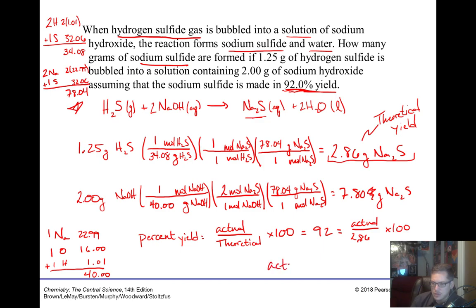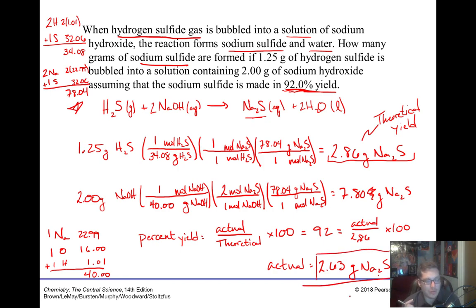So our actual yield is going to be equal to 0.92 times 2.86. We get 2.633 grams of Na2S. So this is how much we could actually form.